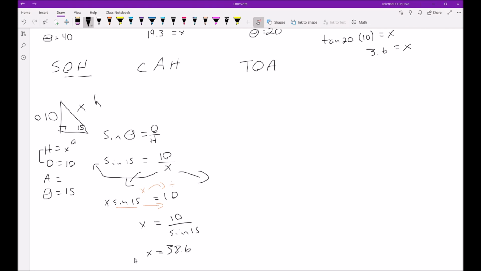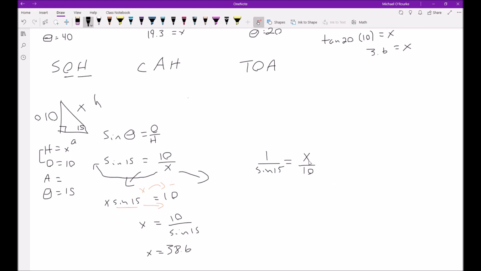Now let's try with the other calculator, just in case. So this will be 10 divided by sine 15. 38.6. Okay, the other way you could do this is I could look at this and say, oh, I need that x on top, so let's flip it. So I'm going to flip x and 10. Well, what I do to one side, I have to do to the other side. So I'm going to flip this, which would end up as 1 over sine 15.